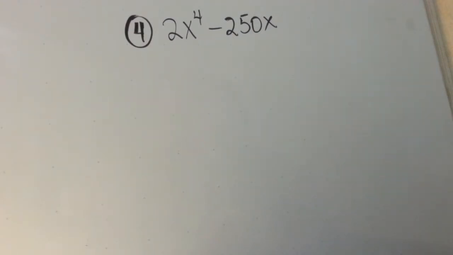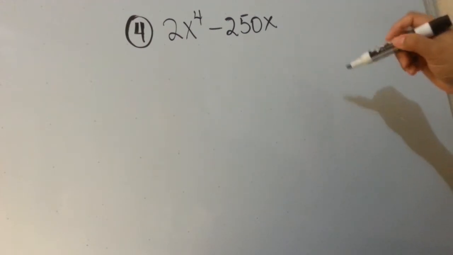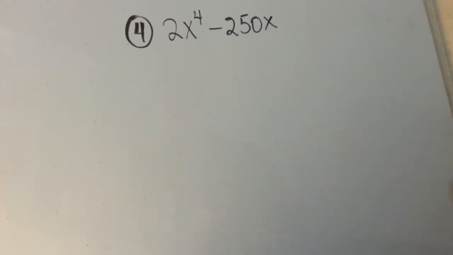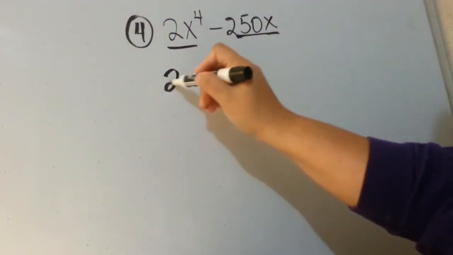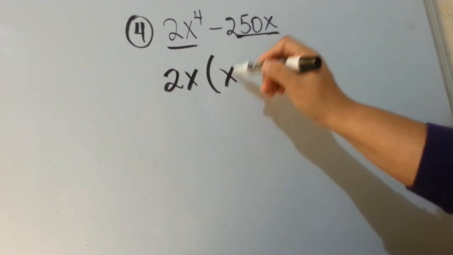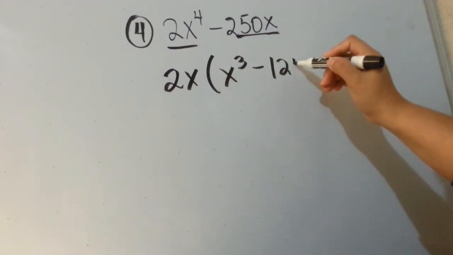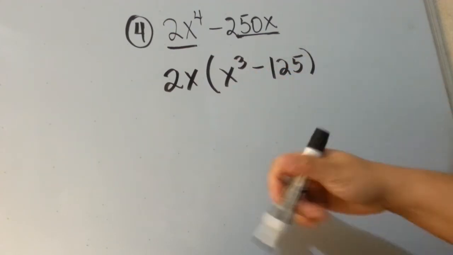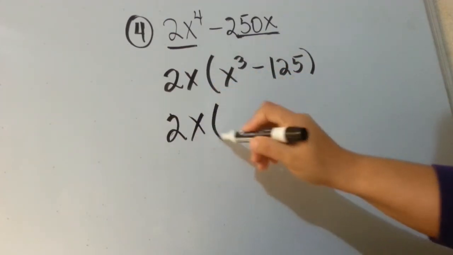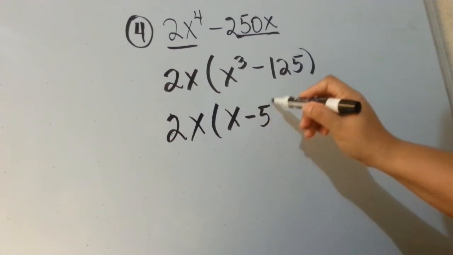This question wanted to know which one is not a factor. Well, to find out what's not a factor, first you have to factor. So what can we pull? We can pull a 2 and an x. So you pull out the 2x, and you get x cubed minus 125. And then you realize that this is a difference of cubes, and you factor it as such.